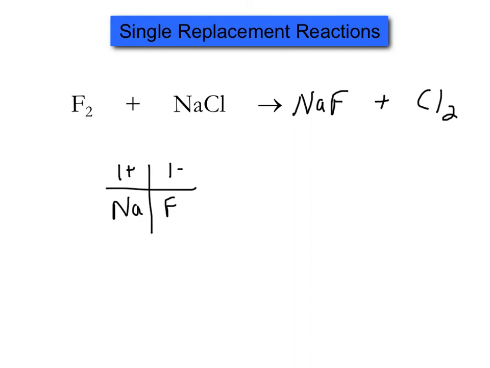I think I'll just work left to right on this one, and we have 2 fluorines on the left, so I'll put a 2 out in front of sodium fluoride, and then that gives me 2 sodiums on the right, so I'll put a 2 in front of sodium chloride, to give me 2 sodiums on the left. Chlorine is the last one to check, and it looks like I have 2 chlorines on both sides.